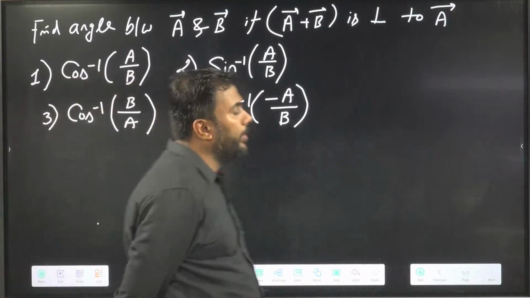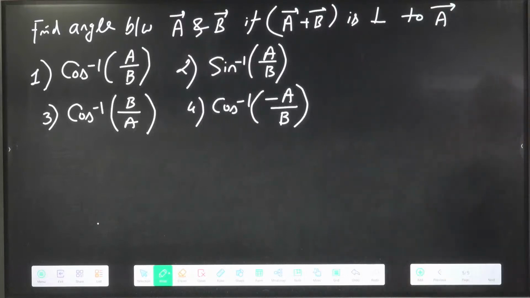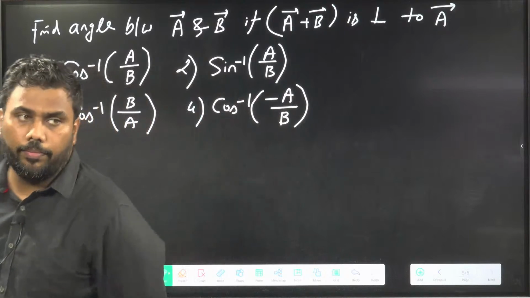You need to find the angle between A and B, and it is given that the sum A plus B is perpendicular to A.